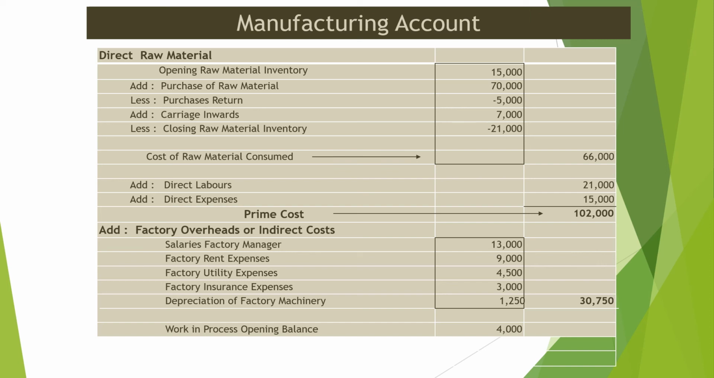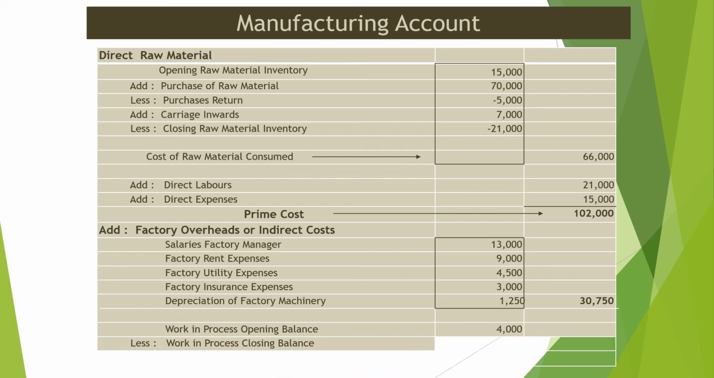Now the work in process of last year and current year will be adjusted. If opening work in process is more than closing work in process, it means the difference has been consumed and it will be added up in cost. If closing inventory of work in process is greater, it means the cost will be reduced by its difference.